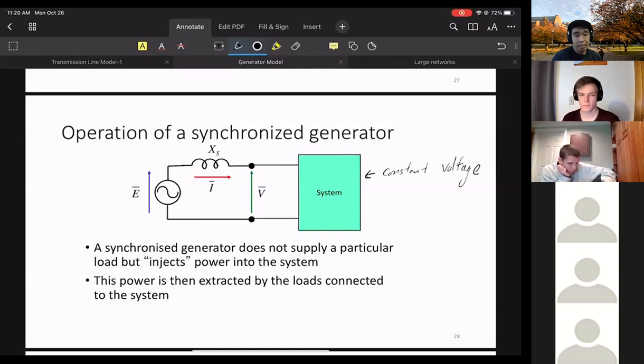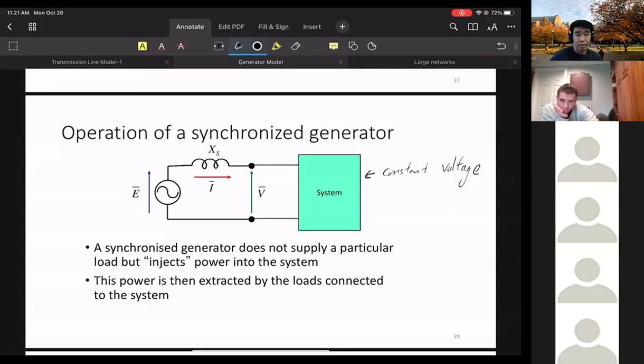Okay, all right, so we'll end the lecture here today. Next time, we'll do a few more equations with synchronous generators. Then we'll go to large-scale power systems after that. So any questions about this lecture or the homework? If not, I'll see you on Wednesday.